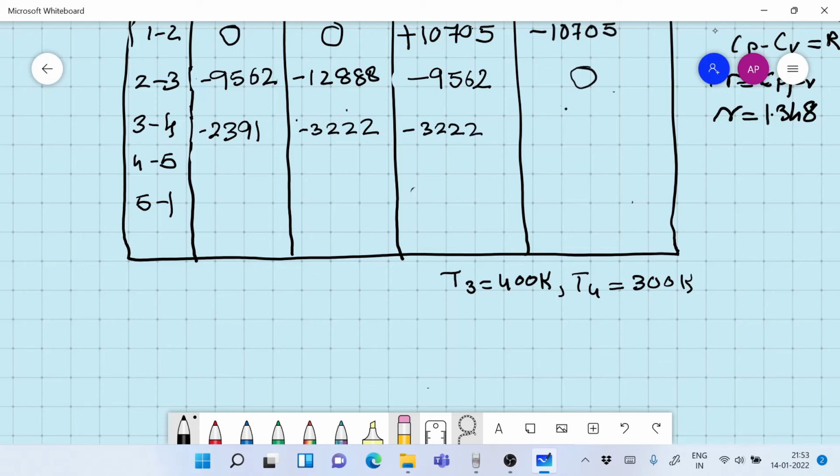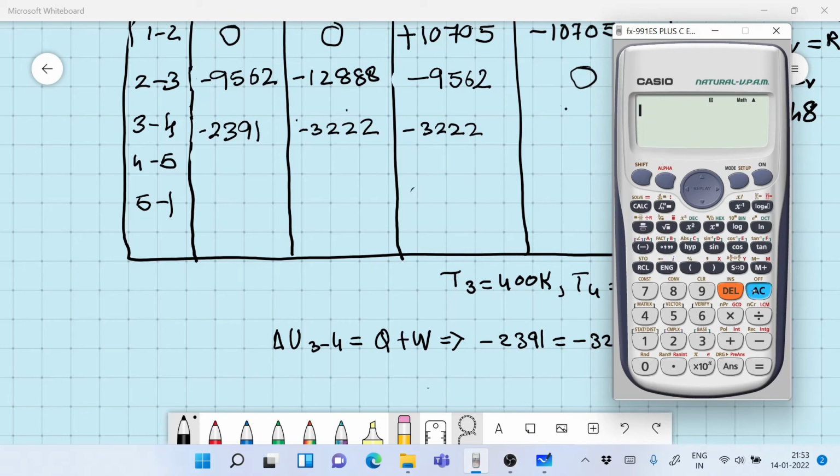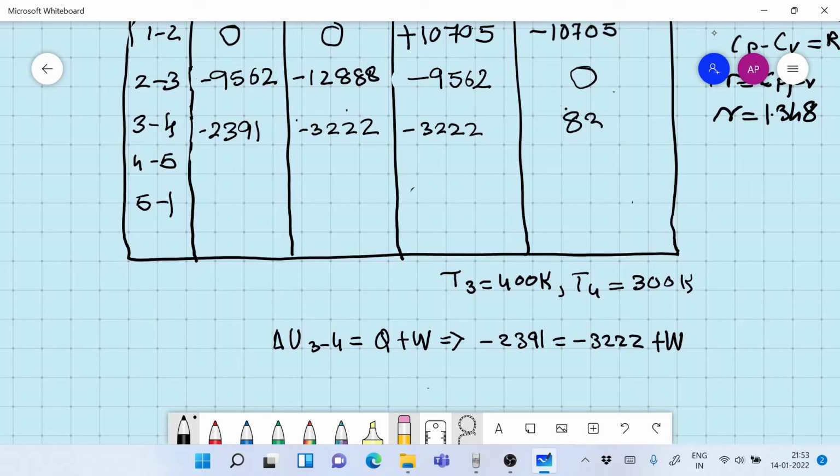And if we apply the first law, we are going to get delta U for 3-4 is equal to Q plus W, which is equal to minus 2,391 is equal to minus 3,222, because Q is equal to delta H for this process, plus W. So therefore we have 3,222 minus 2,391. That's 831.